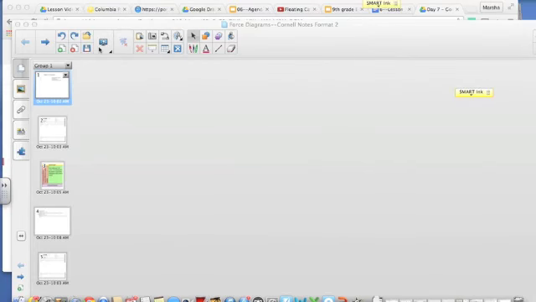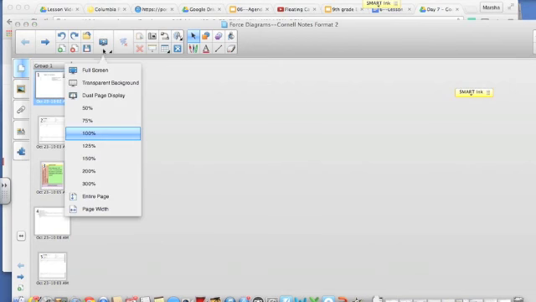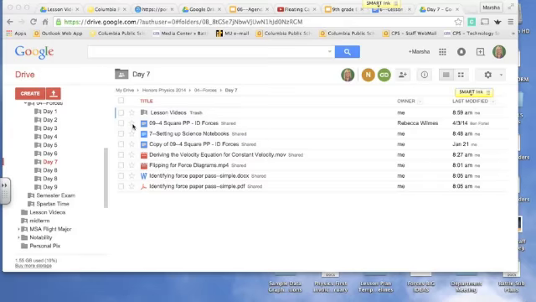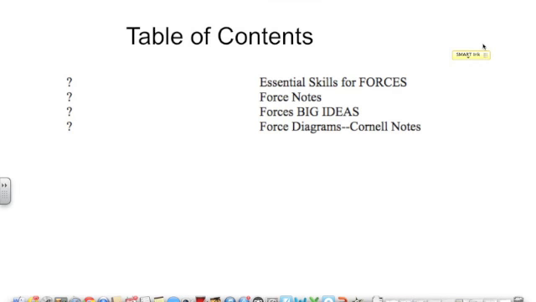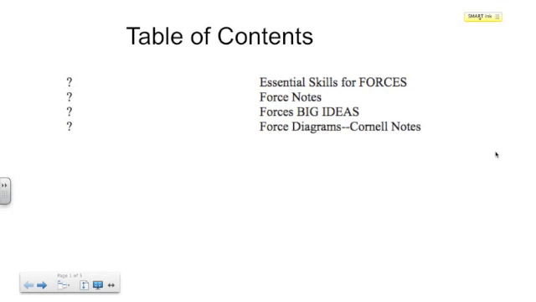All right, go ahead and open up your lab notebooks to your table of contents, and let's add a new item onto our table of contents. Today we're going to be learning how to make force diagrams, just like we did motion diagrams. We're going to do force diagrams. So the next available page you need to have open is to Force Diagrams Cornell Notes. So go ahead and add this onto your table of contents now.